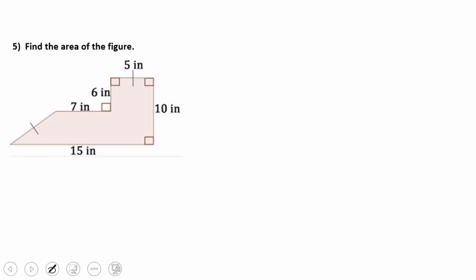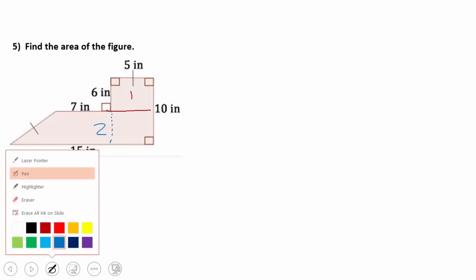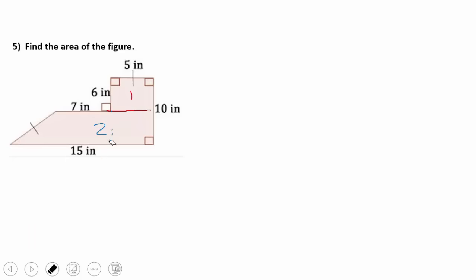I'm going to break it up into 2 shapes. I'm going to break it up into a trapezoid and a rectangle. There's 2 ways I can break it up into a rectangle and a trapezoid. 2 ways. Let's go this way. So we have shape 1 up here and shape 2 down here. Had I drawn the line this way, I would have had a bigger rectangle and a smaller trapezoid. But I chose to do it a different way. So let's just go with that.